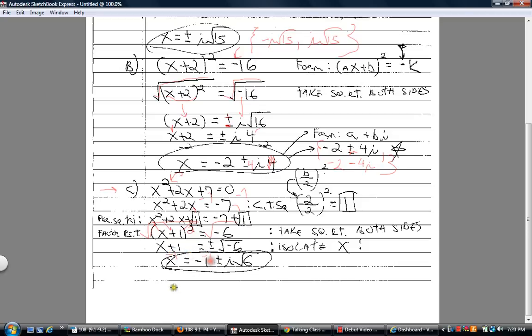Okay, subtract 1 on both sides, and now you've got x equals negative 1 plus or minus i times the square root of 6. That final answer is negative 1 plus i times the square root of 6. Now remember, we put the i in front because of the radical. We don't want to stick it over here, because we would not know for sure whether it's underneath the radical or outside. Comma. Now your second solution is negative 1, you did the plus, and now it's the minus i square root of 6.